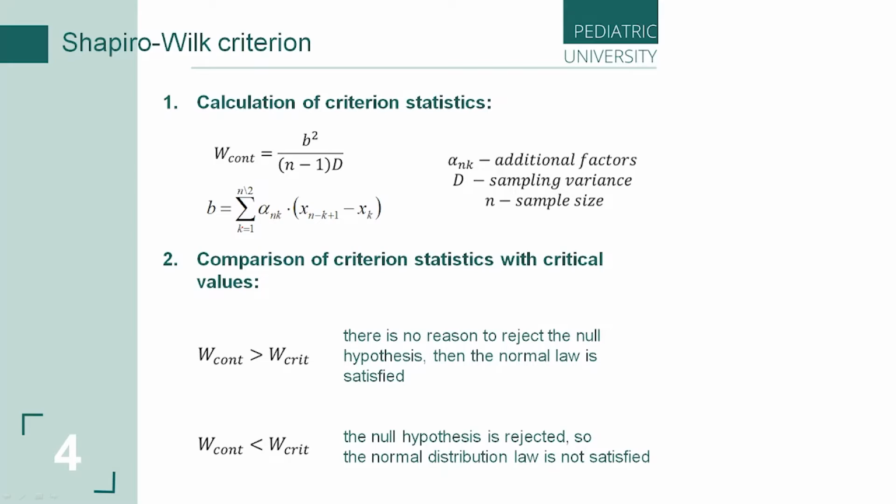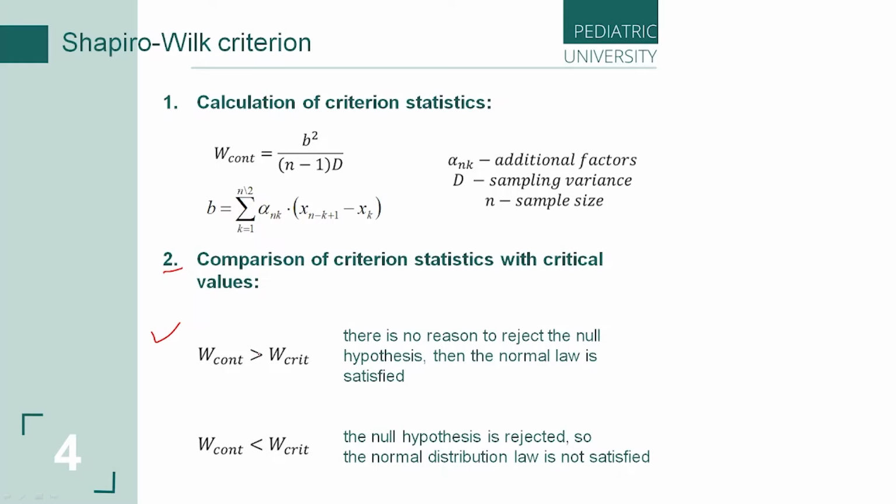And this means that the sample fulfills a normal distribution law. And if the control value of the criterion is less than the critical value, then the null hypothesis is rejected. This means that the sample does not fulfill the normal distribution law. You can see this part in the second part of our algorithm.